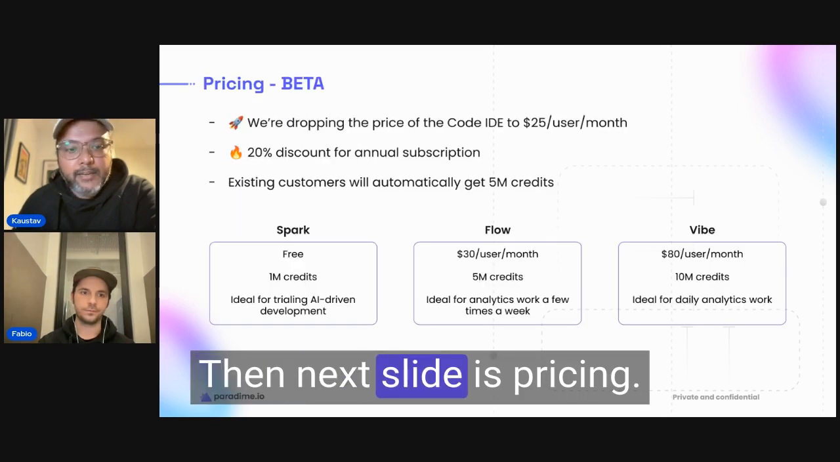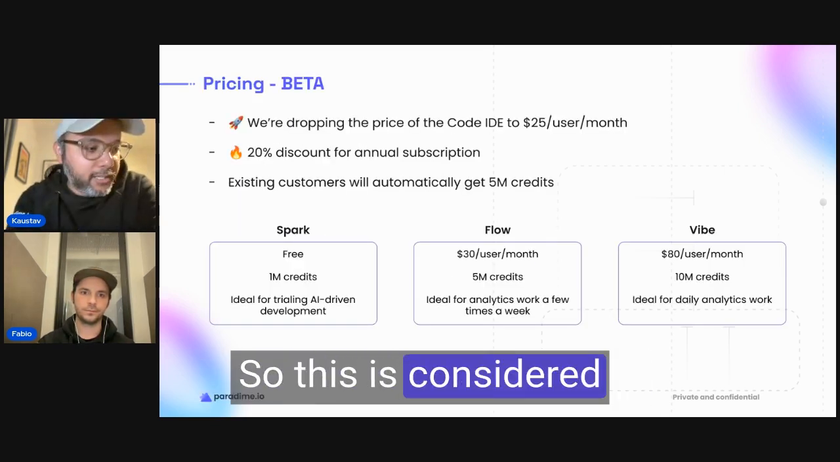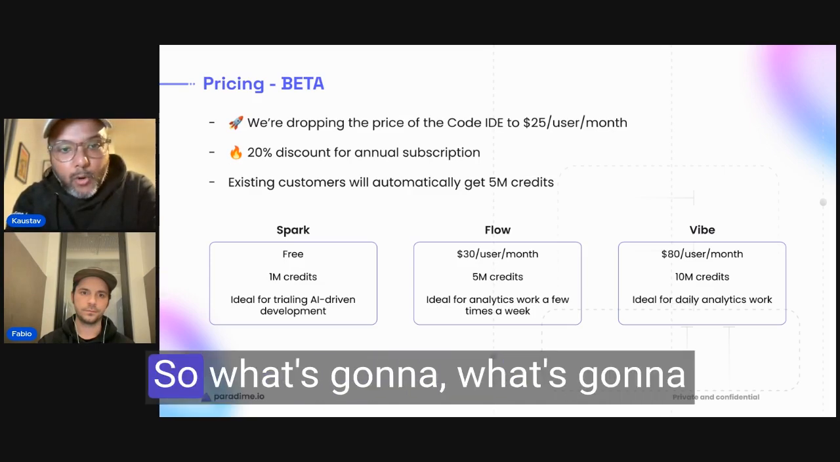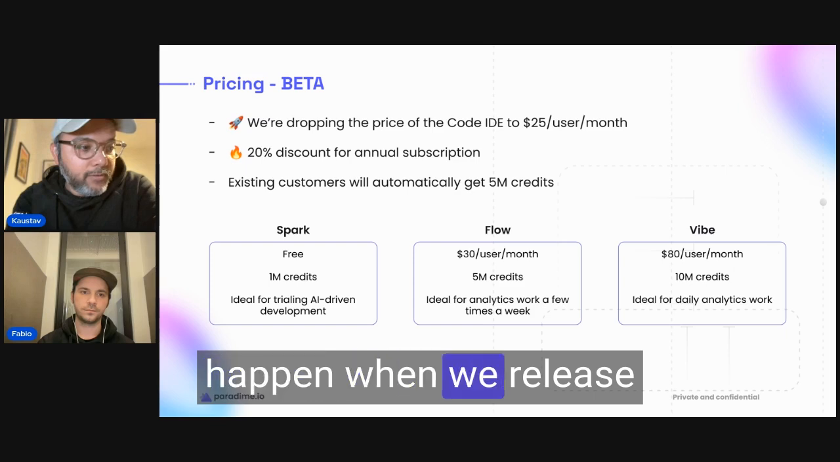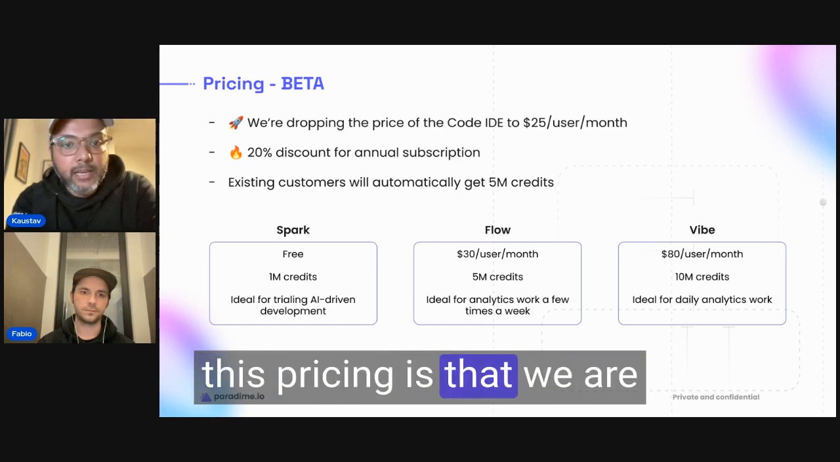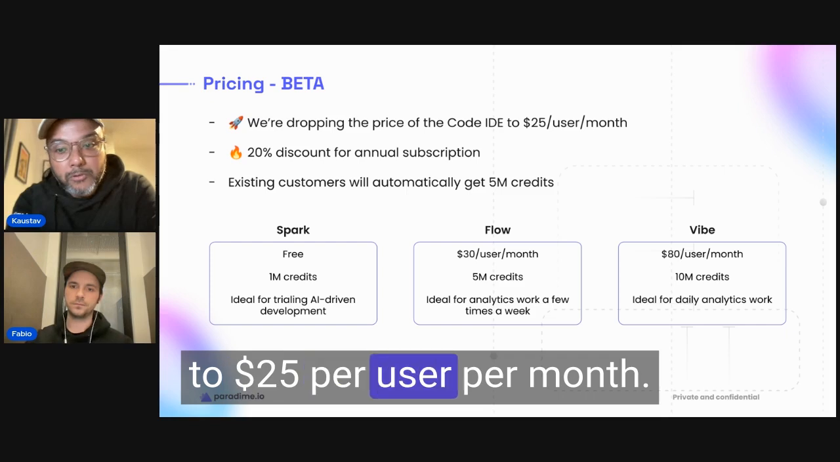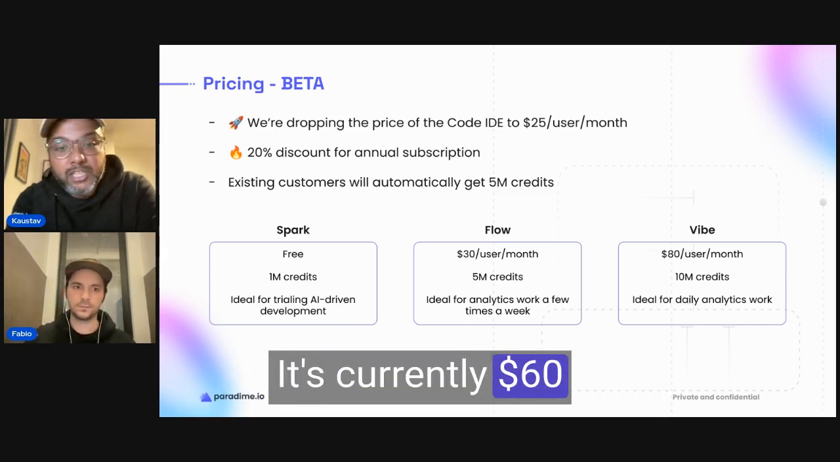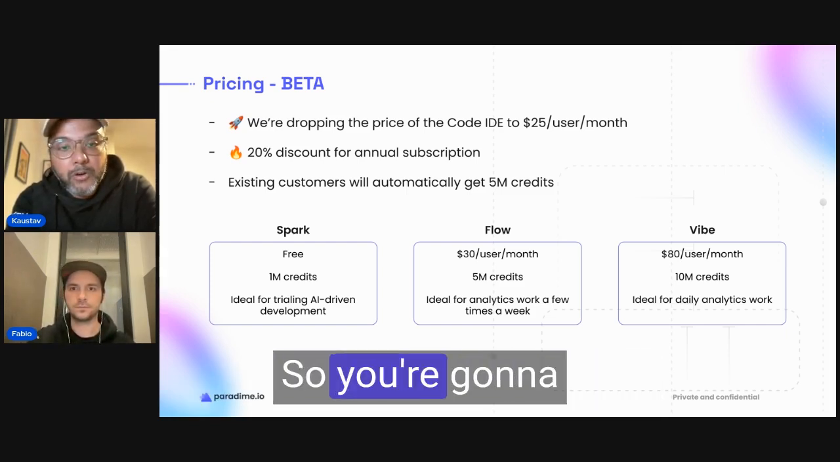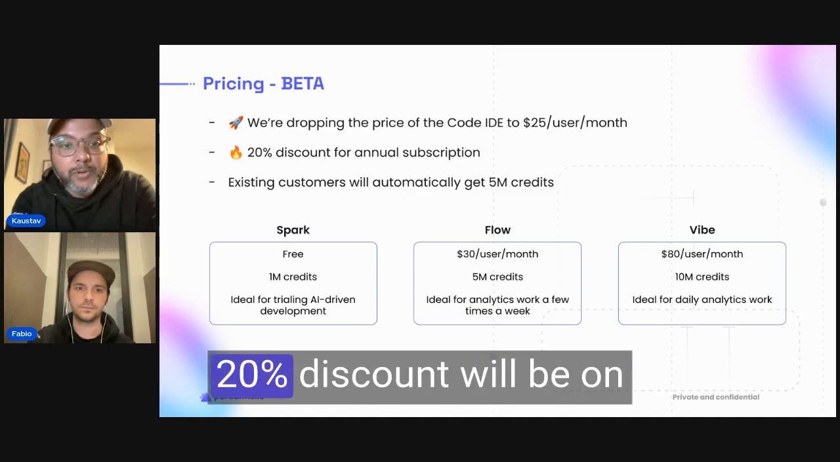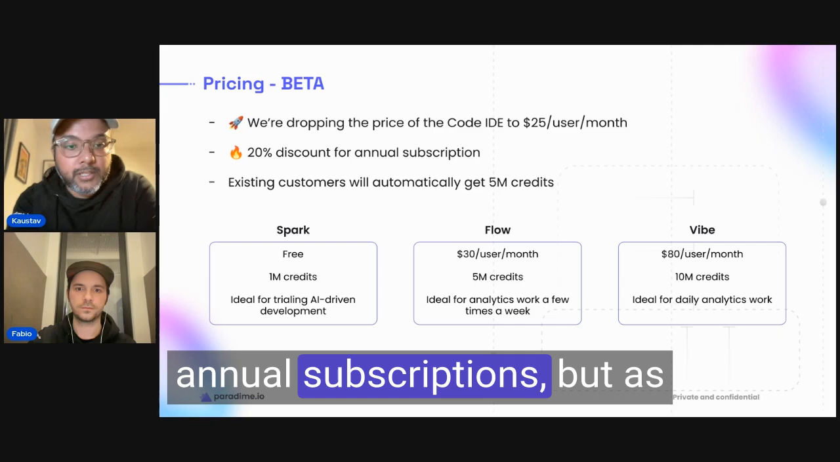Then the next slide is pricing. Consider this beta pricing. What's going to happen when we release this pricing is that we're going to be dropping the price of the code IDE on a base tier to $25 per user per month. It's currently $60 per user per month. A 20% discount will be offered on annual subscriptions.